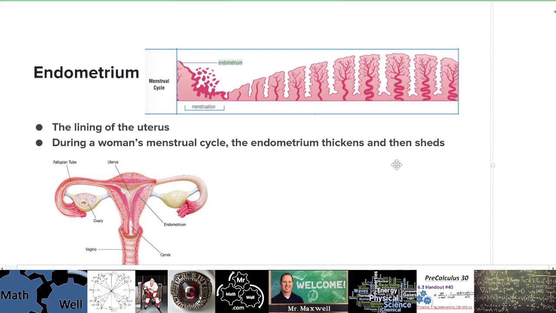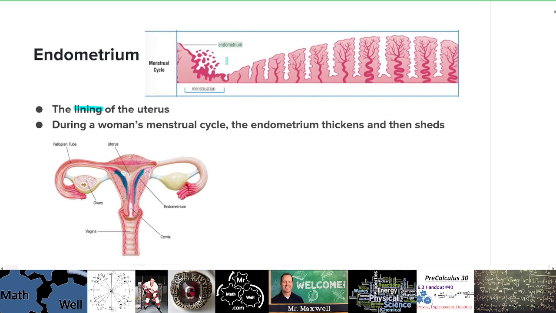The endometrium. What is the endometrium? It is the lining of the uterus. So as we mentioned before, inside this uterus, there is a lining called the endometrium. And of course, this is a cross-section, it's not open like this, but just so we can see in with this diagram. But here's a little bit of a close-up of the endometrium.